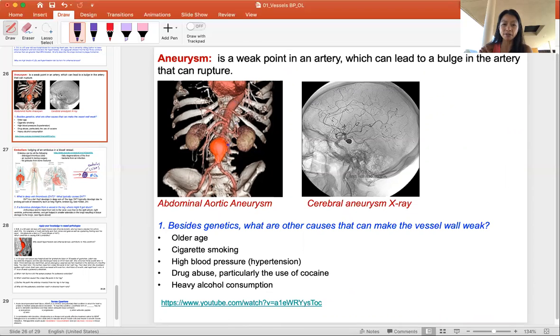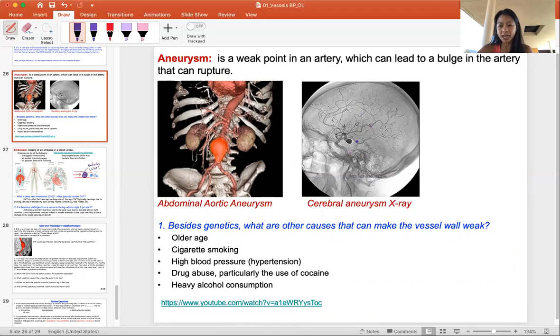And this abdominal aortic aneurysm is bulging. So sometimes patients will feel something and come in, and then you can fix that or monitor that. But if this ruptures, within minutes the patient is dead because the bleeding is so severe. There's also cerebral aneurysm, and here's an X-ray showing the cerebral aneurysm.